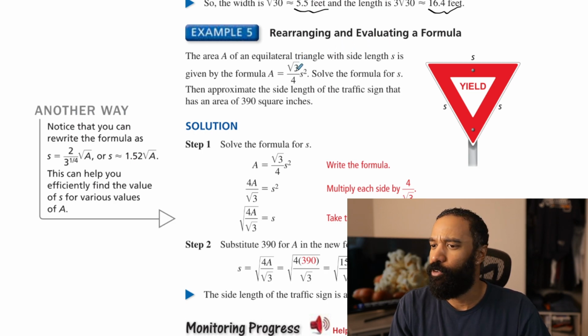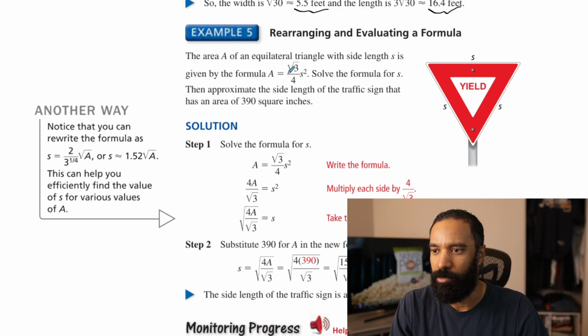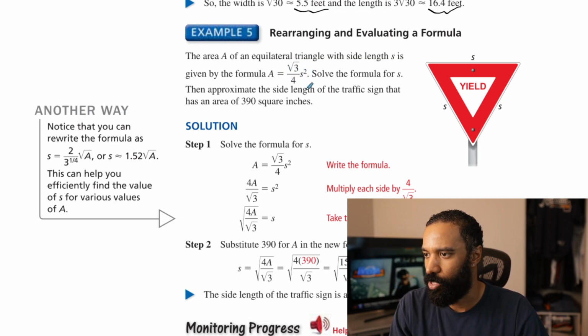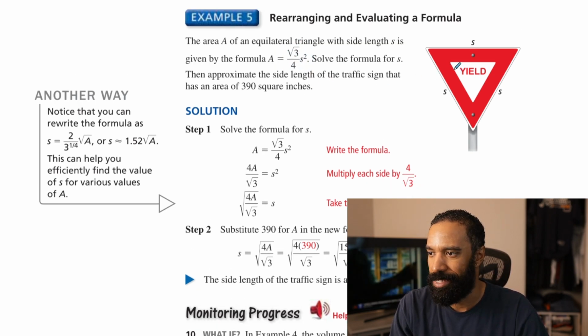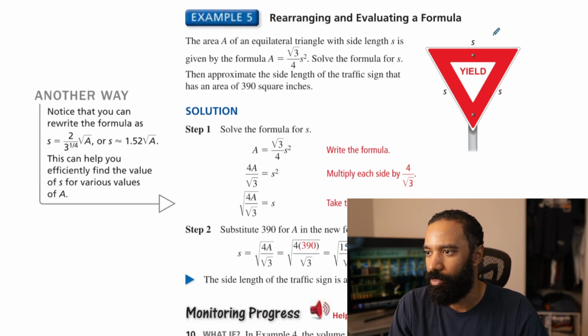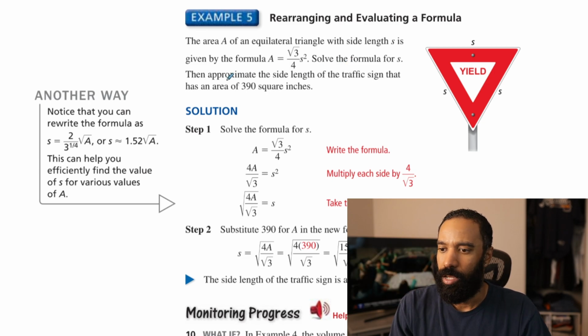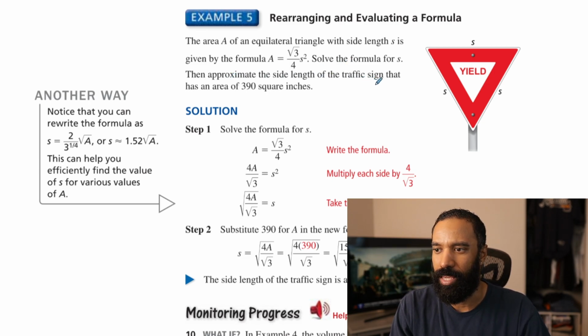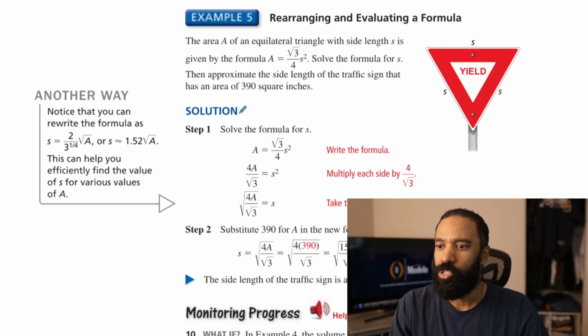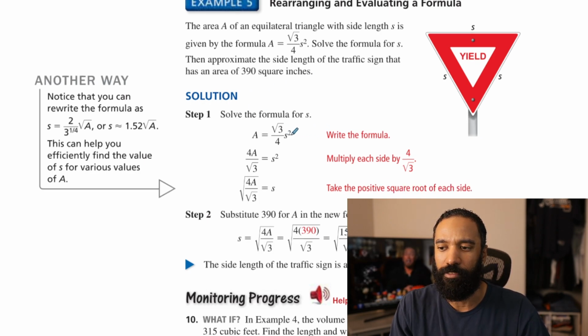Rearranging and evaluating a formula, we have the area of an equilateral triangle with side length S given by this formula here. I'm sure I could have spent some time to come up with that myself. Got a yield sign where all these lengths are S. We're going to solve the formula for S, then approximate the side length of the traffic sign that has an area of 390 square inches. So they basically want you to get S by itself in this equation.